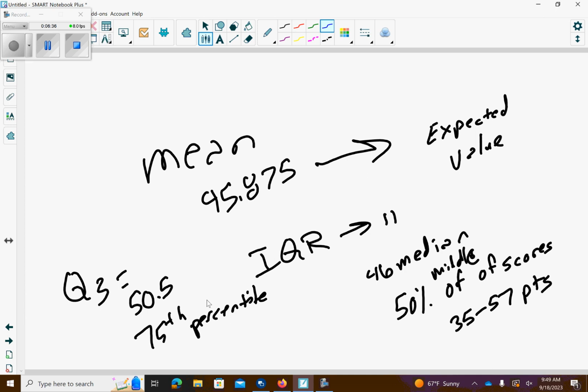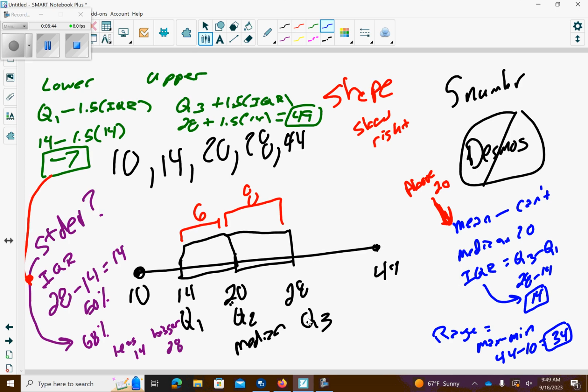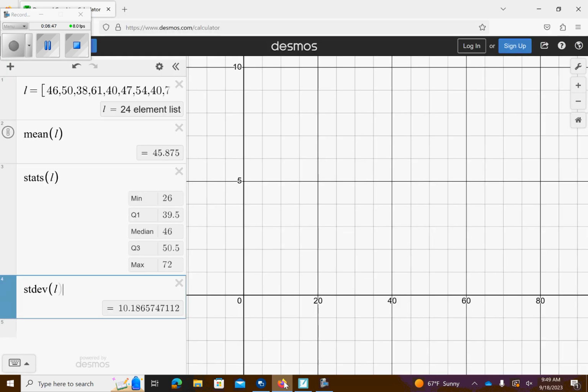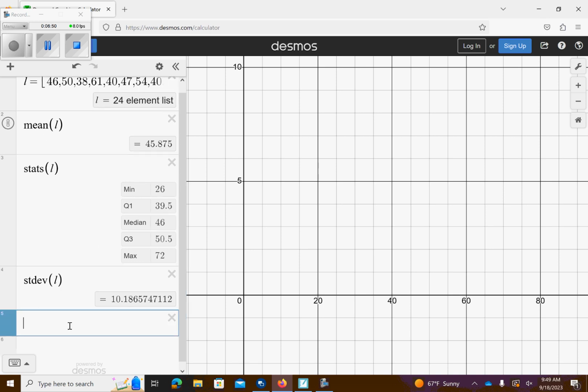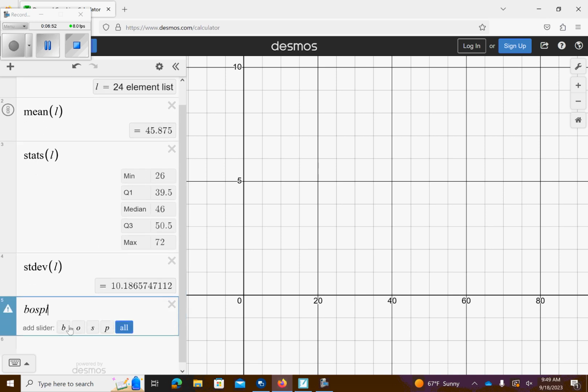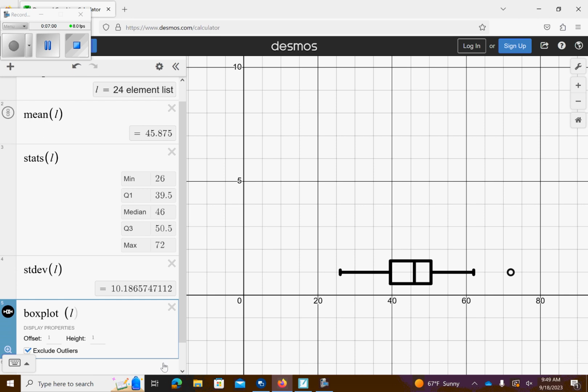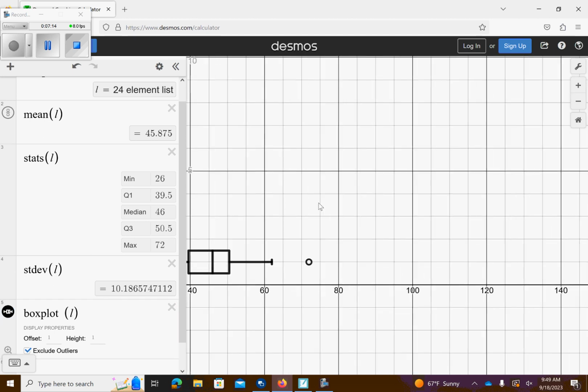And any outliers in this data set? Let's see. If I did a box plot of L, this would be an outlier. You'd be able to find that by going Q3 plus 1.5 times the IQR, and that would get you that outlier. I'm not sure if there are any other outliers. Nope.